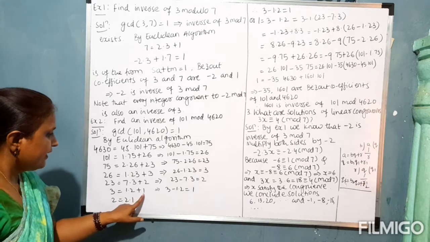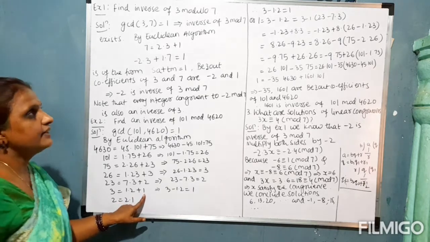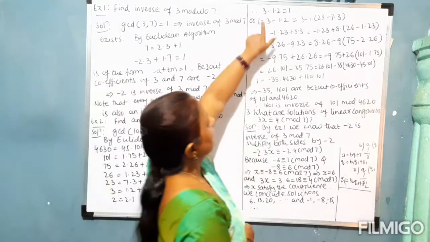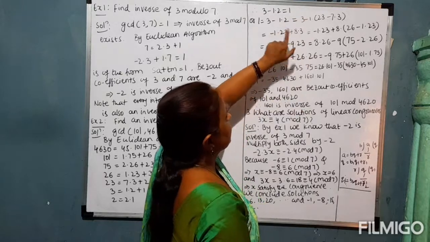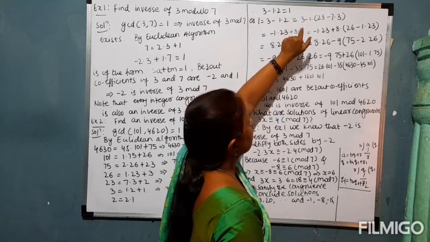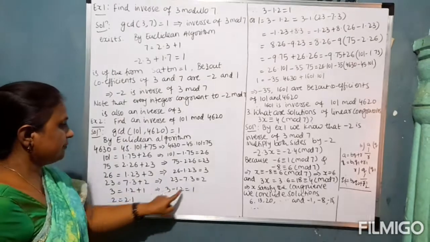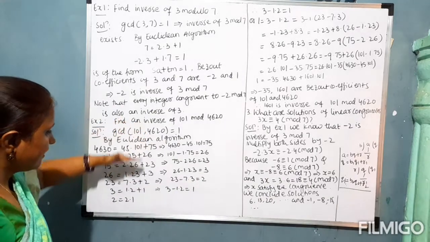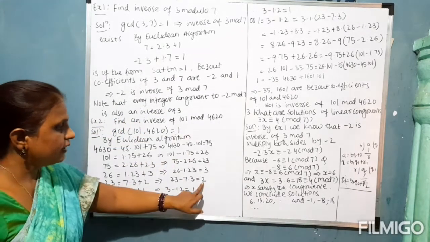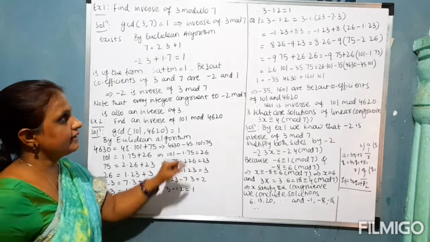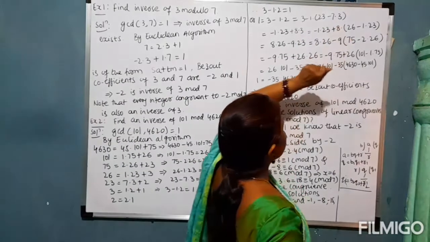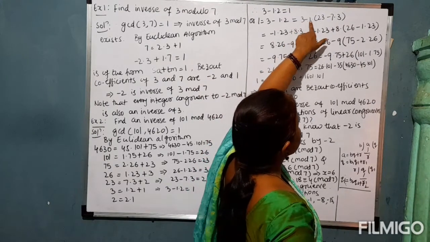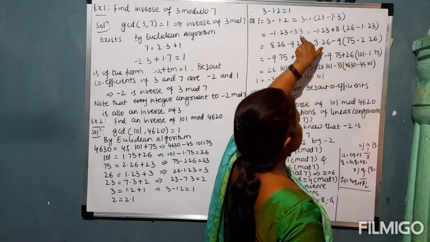And here we will use this. We can write 1 equal to 3 minus 1 into 2. From the above, we go in reverse order from the Euclidean algorithm. 2 equal to 23 minus 7 into 3. If we simplify, we can write minus 1 into 23 plus 8 into 3.